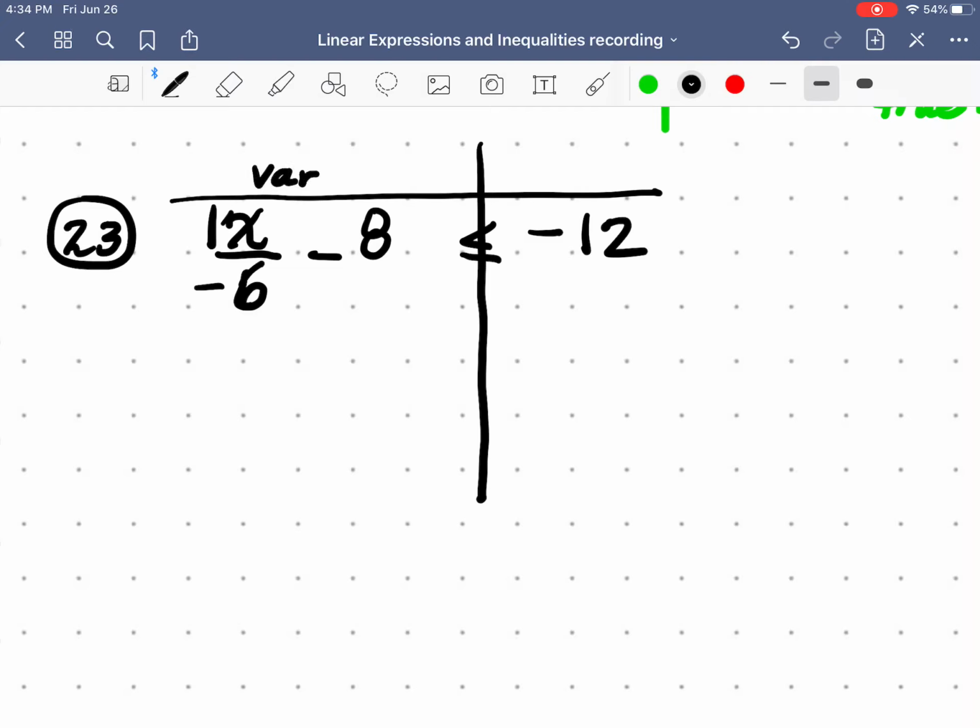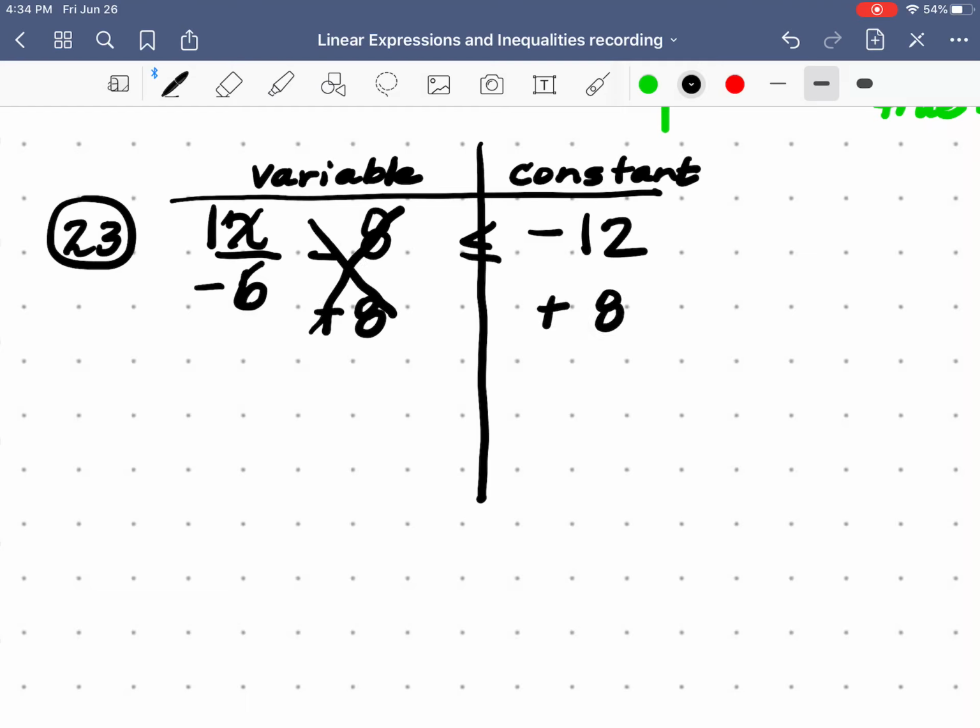So this is my variable side. This is my constant side. So this one is in standard form. Plus 8, plus 8. Cancel. Remember, every time you cancel, you need to copy. So I have a 1 over a negative 6 and an x, and then a negative 4 on this side.